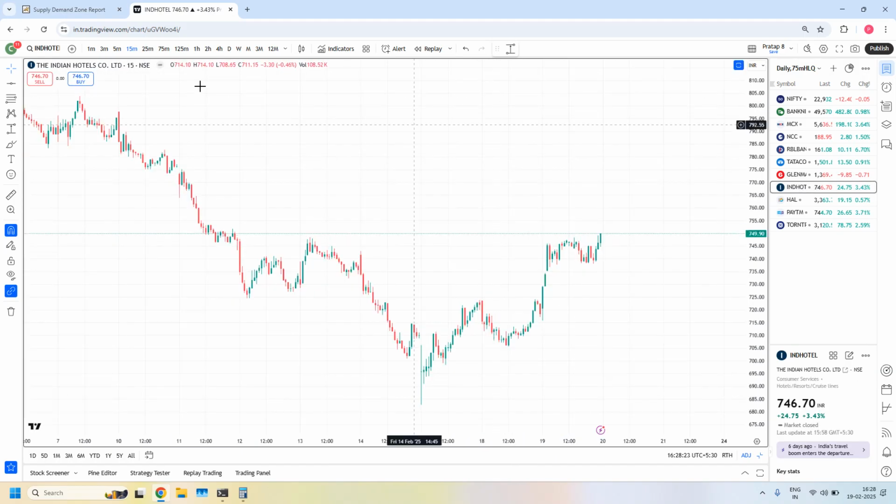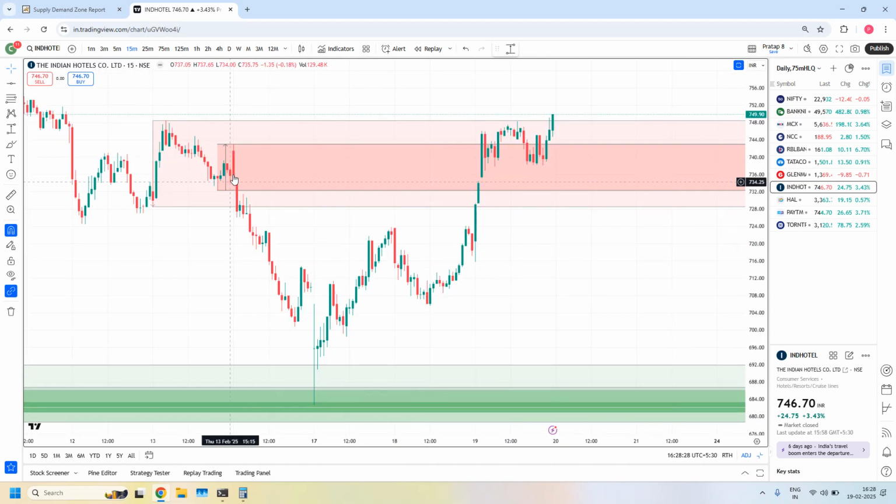Same is the case with Indian Hotels. Yesterday we discussed Indian Hotels. This is also not having a 15-minute zone here. Candle is closed inside the zone. Yesterday I said this zone will be violated easily. See, that is what happened. Today the zone is violated.